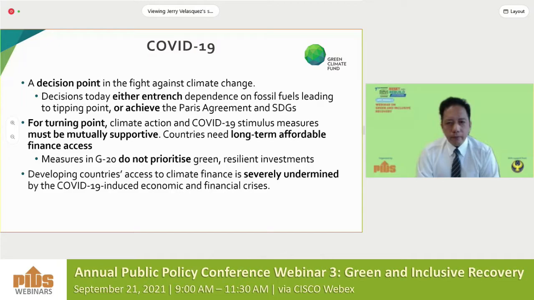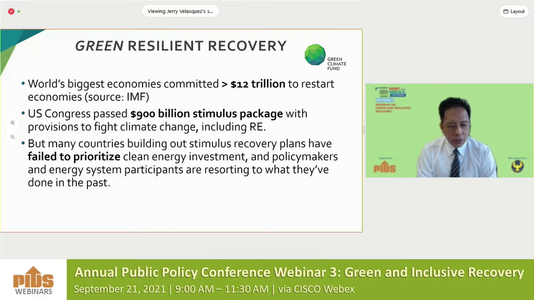As of now, the world's largest economies have committed close to $12 trillion to restart their economies, according to the IMF. The US, for example, has passed a $900 billion stimulus package with provisions to fight climate change, including all kinds of investments, including renewable energy and so on. But many countries are building out stimulus recovery plans that have failed to prioritize clean energy investments, and policymakers and energy system participants are resorting to what they have done in the past. We have seen this before during the financial crisis in 2008, and it's playing out again.